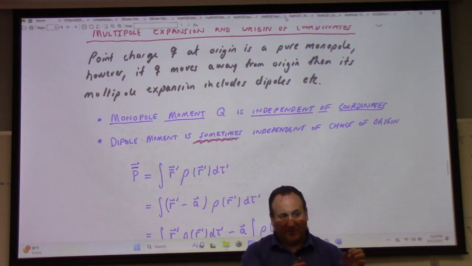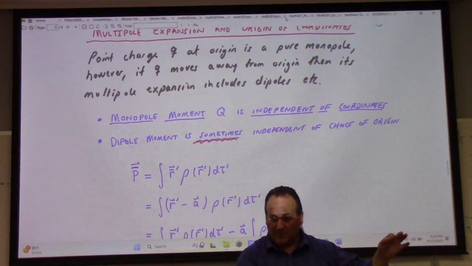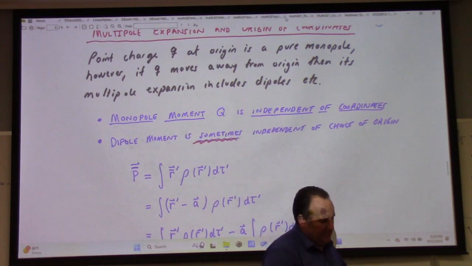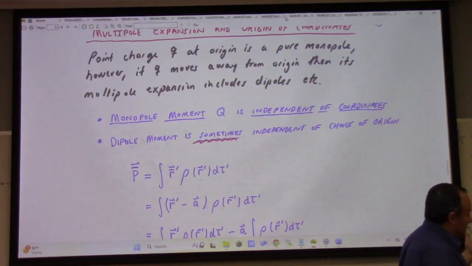You're trying to describe a charge not at the origin as if it's at the origin. In order to do that, you have to add in monopole, dipole, quadrupole, all this stuff. All right, which is weird, but there it is. I mean, that's how it works.